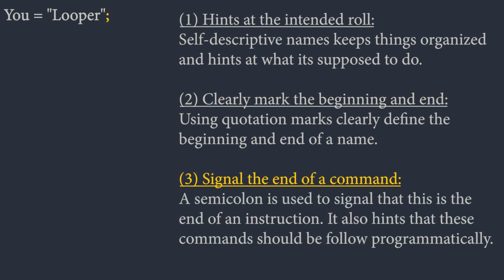Number three, the semicolon. Common in programming, a semicolon signifies the end of a command. In prompt engineering, this helps separate the instructions and suggests to the model that it should interpret the prompt in a structured, programmatic manner. Now, with that out of the way, let's add more lines to our system prompt.